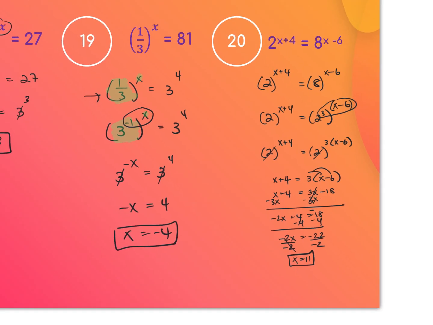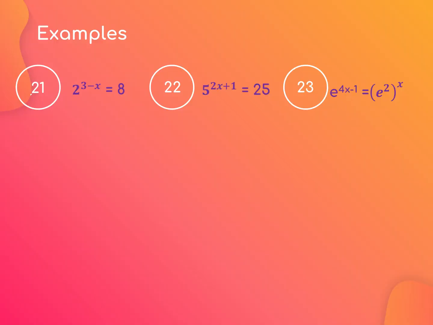And again, you can always check your work. So we're just going to do lots and lots more problems. I'd suggest you practice all of these. Every scenario is here.